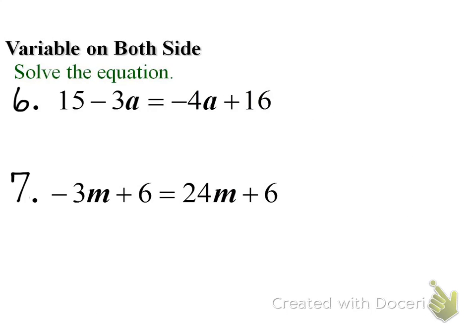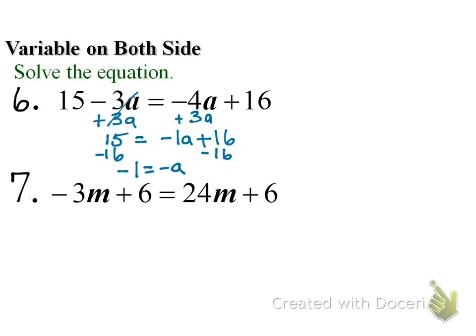How am I going to start number 6? Very good. Add 3a. You could also add 4a and get all your a's on the other side. Either way is fine. On the left, we just have the 15. What do we have on the right? Negative 1a plus 16, or just negative a plus 16. Then what? Subtract 16 from both sides. That's going to give me negative 1 equals negative 1a, or negative a. Good. Divide both sides by negative 1. We're going to get a equals 1.